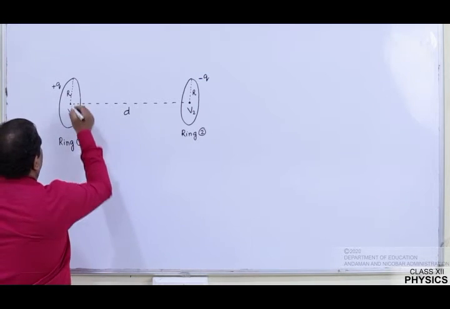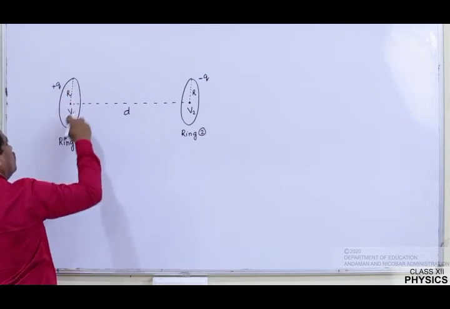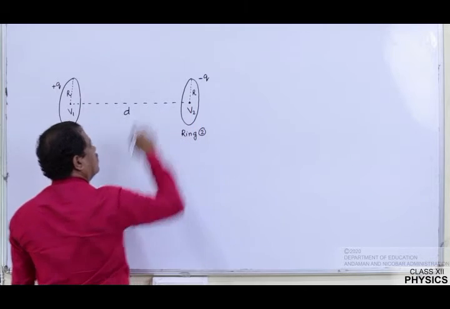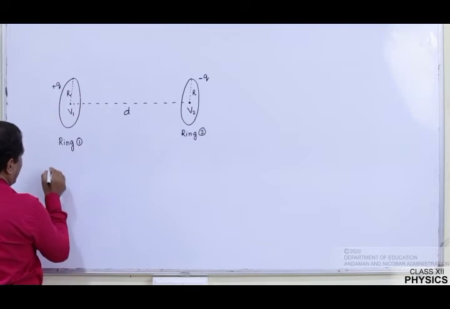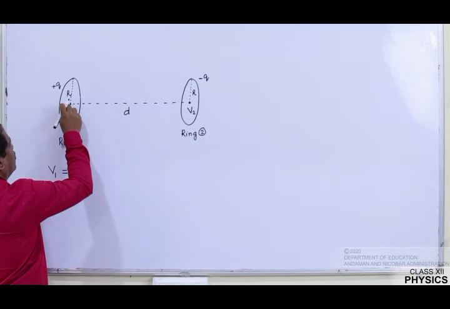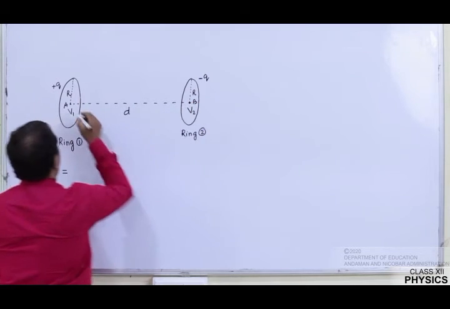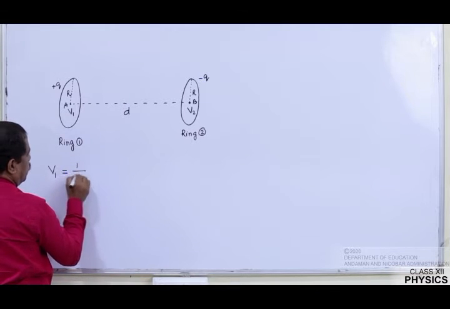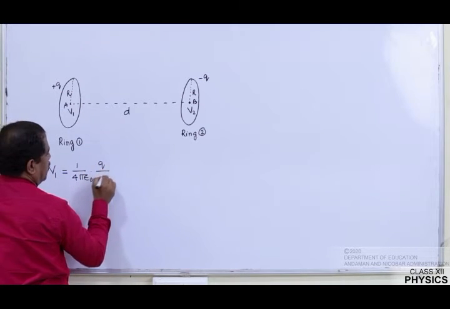I see that at this point two potentials are acting. One potential due to the charge Q of ring 1, and at this point a potential due to the charge minus Q on the other ring. So let me first calculate V1. To calculate V1, what will be the potential at this point? Say this is point A, this is point B. At point A, the potential due to plus Q charge will be equal to 1 by 4 pi epsilon naught into the charge Q divided by the radius of the ring.